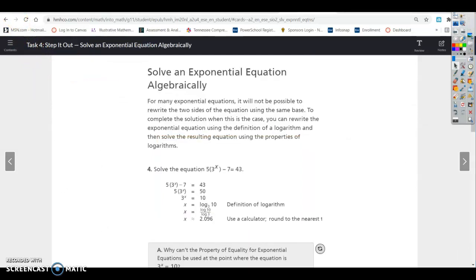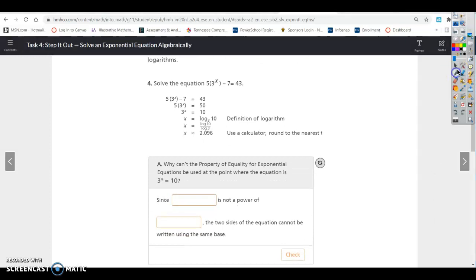Lesson 10.2, Task 4. Solve an exponential equation algebraically. For many exponential equations, it will not be possible to rewrite the 2 sides of the equation using the same base. So if you remember task 3, we had to have the same base in order to solve. But a lot of equations, you're not going to be able to do that. To complete the solution, when this is the case, you can rewrite the exponential equation using the definition of a logarithm and then solve the resulting equation using the properties of logarithms. All right, so we're going to look at another example, but this time we're going to solve using logarithms.